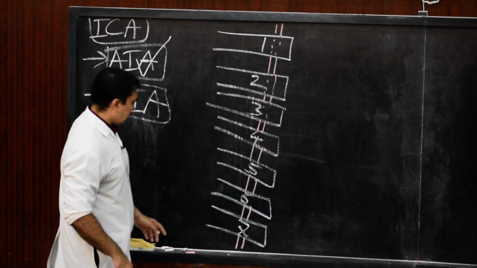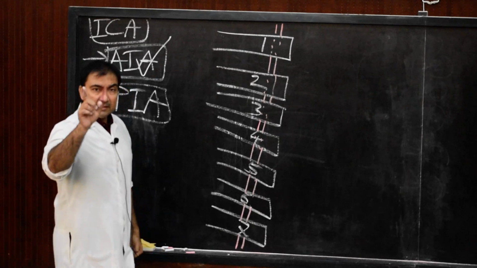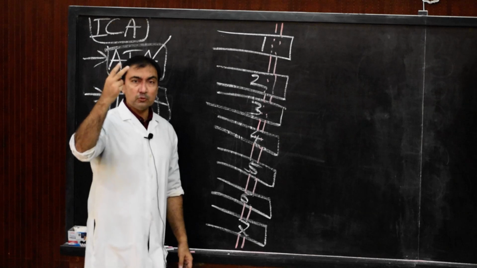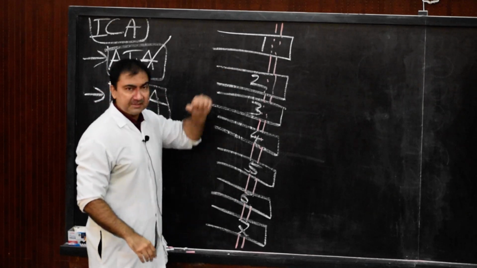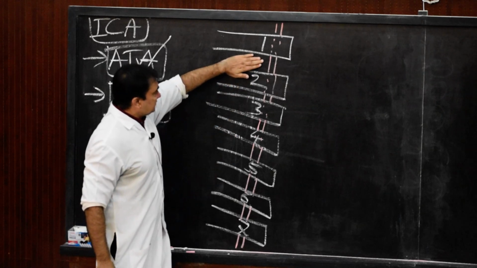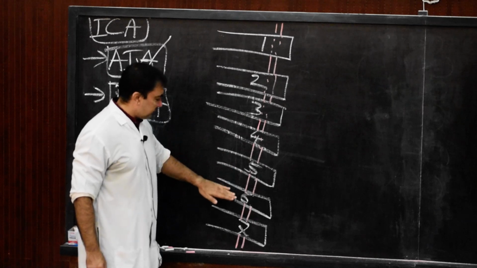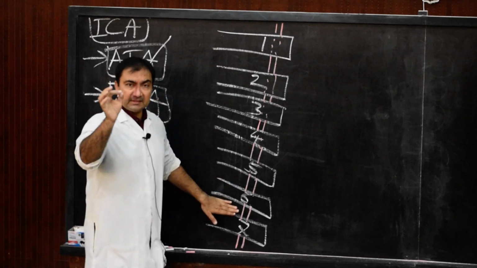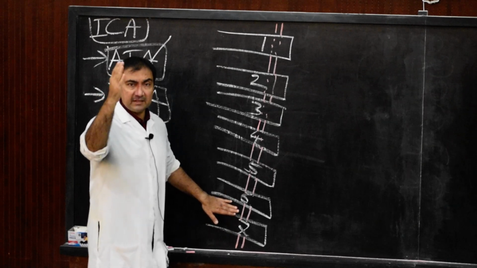Now, in each intercostal space, the anterior intercostal arteries will be 2. There will be two anterior intercostal arteries in each intercostal space. So in the upper 6 spaces, for example, this is the first intercostal space, this is the second, this is the third, fourth, fifth and sixth intercostal space. In the upper 6 intercostal spaces, the anterior intercostal arteries are branches of the internal thoracic artery.